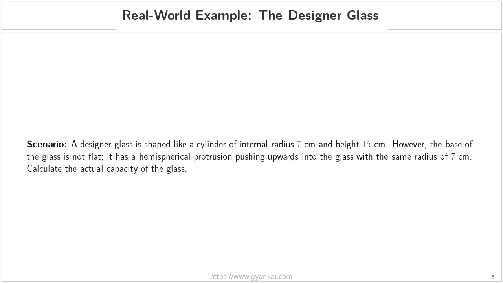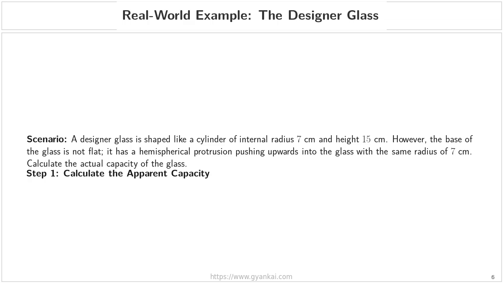If we look at its basic shape, it is a cylinder with an internal radius of 7 centimeters and a height of 15 centimeters. However, there is a catch. The base isn't flat. There is a hemispherical protrusion pushing upwards into the glass, and this hemisphere has the same radius of 7 centimeters. Our goal is to calculate the actual capacity of this glass. Let's follow the step-by-step process we discussed in the previous slide.